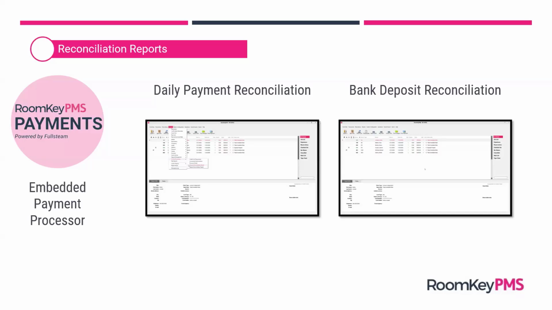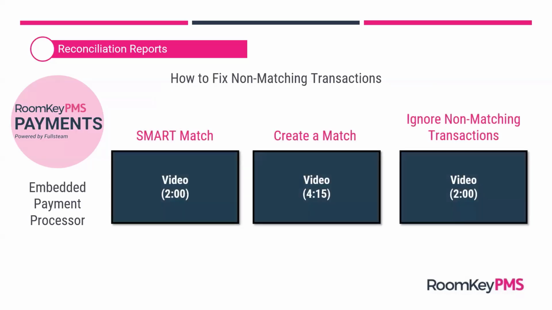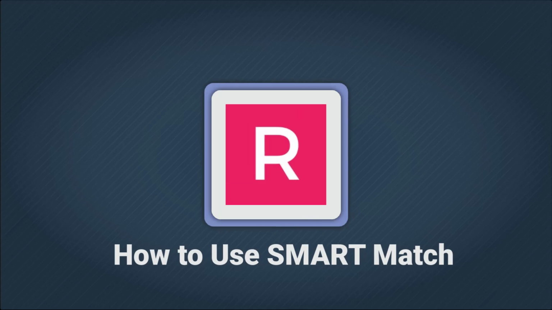Now, with this automated reconciliation, if there ever is a discrepancy, we would identify those discrepancies as non-matching transactions. And I have a couple of videos here that'll show you the different ways that you can resolve those non-matching transactions. We've got three different options that are available with our embedded payment processing solution. So let me show you the smart match first. I've got a little video here that'll show us how to fix a smart match, what it looks like, and how to fix it.